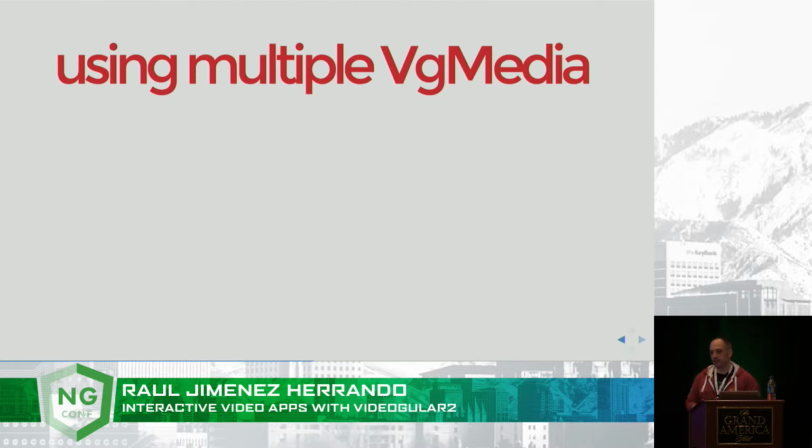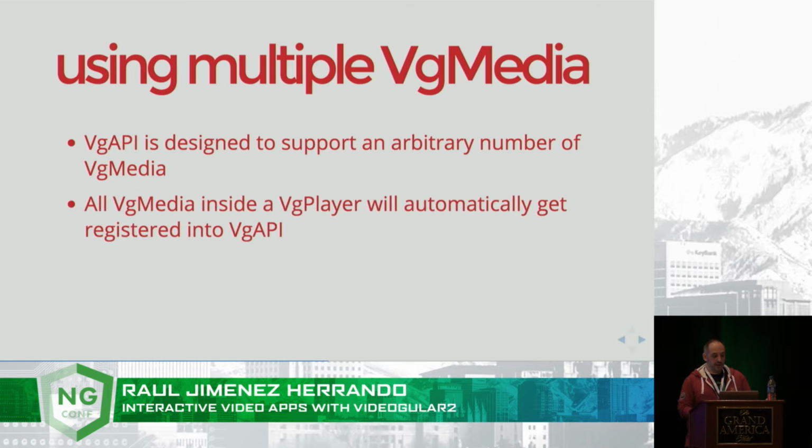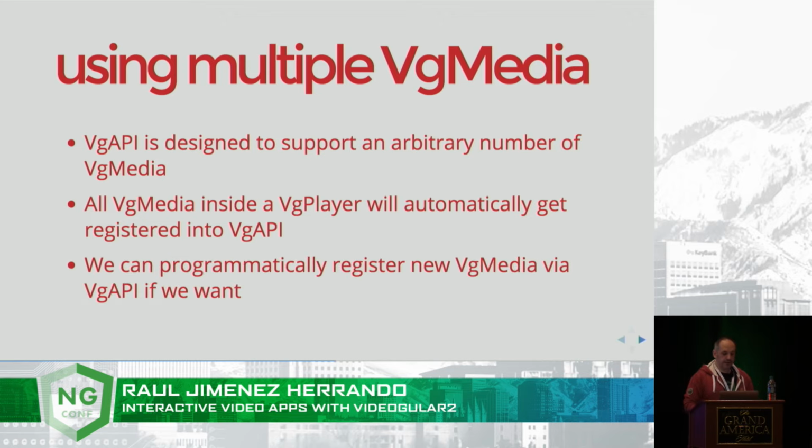Now, why are we doing this? It seems kind of complex. I mean, we have this media API and so on. That's why, because we can do very cool stuff if we combine multiple VG medias on the same VG player. So the API is designed to support an arbitrary number of VG medias. All VG medias that are inside the VG player will automatically register on the API, based on the ID that you have set on the custom element or the native element. And obviously, we can also programmatically register new VG medias via the API if we want.